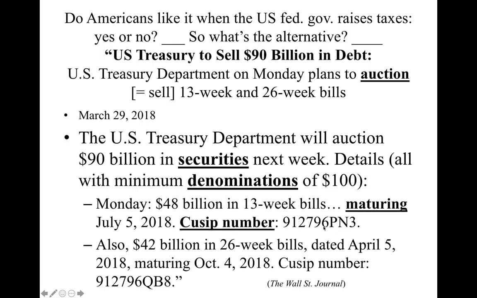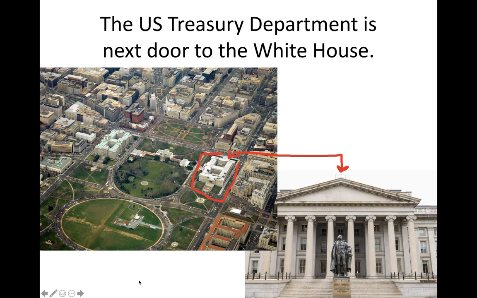And the CUSIP number is just the identification number of the bonds. Also, the government is going to sell $42 billion worth of 26-week bills. In other words, it's going to borrow $42 billion through these very short-term bonds. They start in April, they mature in October, and again, there's the CUSIP number, the identification number for those bonds. The Treasury Department that does this is right next door to the White House. So this is down in Washington, D.C. This is a bird's eye aerial view from above. Here's the White House, okay, and here's the Treasury Department right next door.